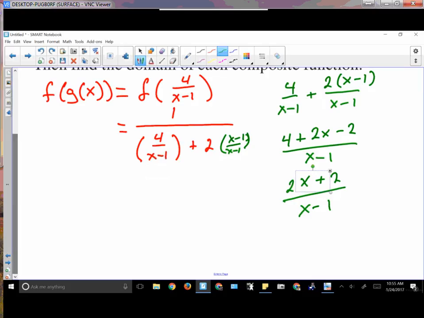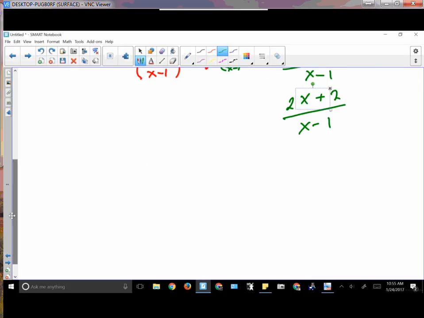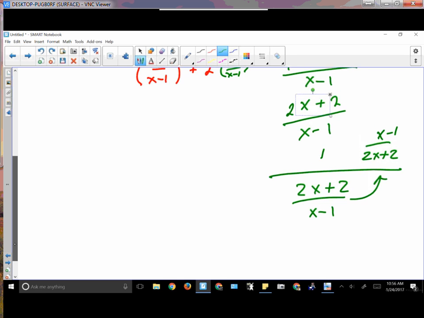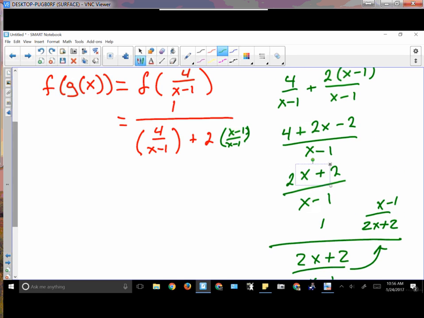So, still not done yet. This happens to be 1 over 2x plus 2 over x minus 1. Can I multiply or divide by a fraction? I can't divide by a fraction, but I can multiply by its reciprocal. So this goes up here as x minus 1 over 2x plus 2. So, once I do all this simplification, I end up with the following. This is going to simply be x minus 1 over 2x plus 2. Okay.